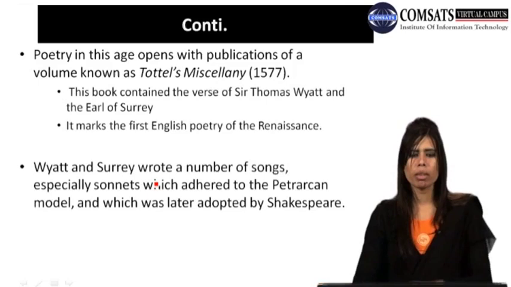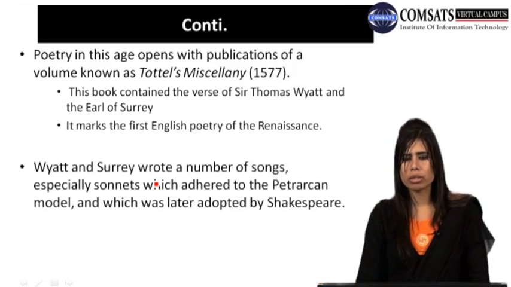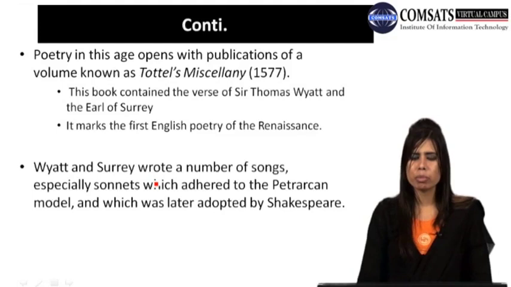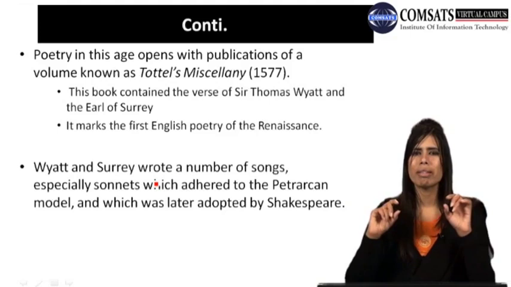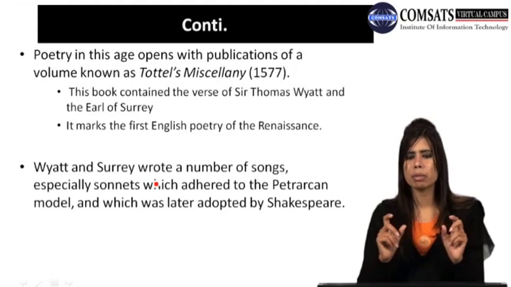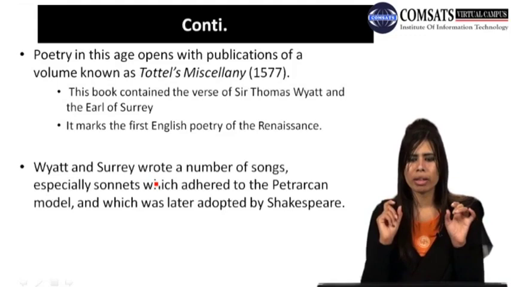Poetry in this age opens with the publication of a volume known as Tottel's Miscellany, okay, and that was published in 1577. This book contained the verse of Sir Thomas White and the Earl of Surrey, okay. So basically this is a combination of the writings of two poets, Sir Thomas White and the Earl of Surrey. It marks the first English poetry of the Renaissance. So basically this volume was known as the first English poetry in the Renaissance period.